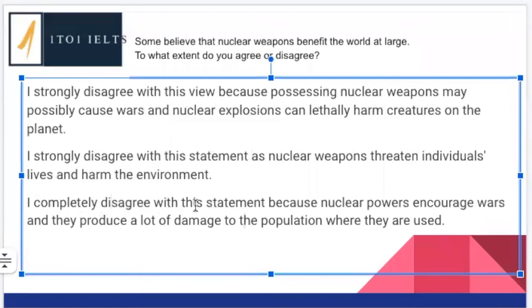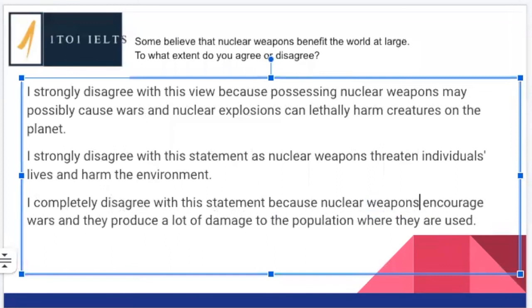Our next one, I completely disagree with the statement. Good. Because nuclear powers encourage wars. So here, we're not really talking about the powers because a nuclear power is a country with the weapons. So nuclear weapons encourage wars, and they produce a lot of damage to the population where they are used. Okay, two clear ideas. Good job.